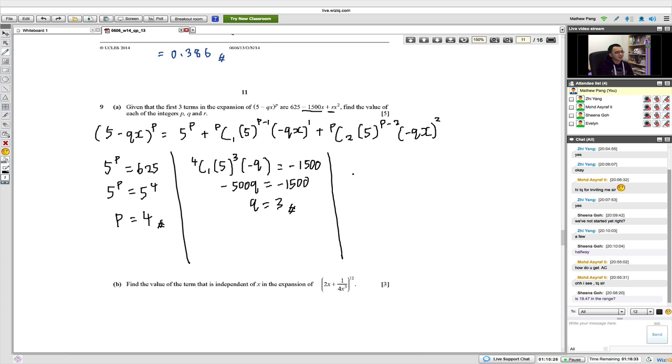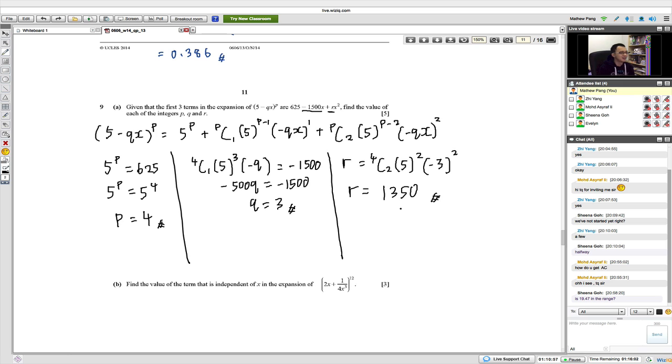So r will equal, p is 4, right? So 4C2, 5 power of 4 minus 2 is 2. q will be 3, right? So it will be negative 3 squared. I only take that coefficient, I never include the x. So we just solve this one. It will be 4C2 multiplied by 25 multiplied by 9. So you get the answer 1350 for r. Okay, just 5 marks, that easy.